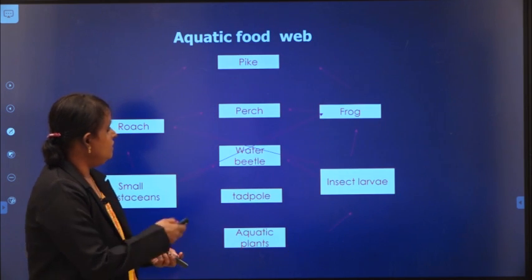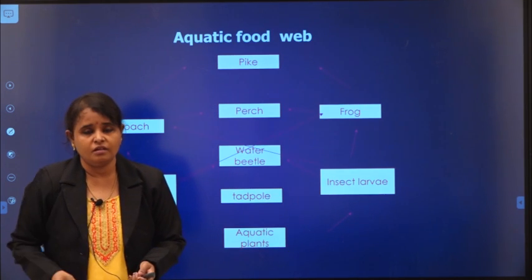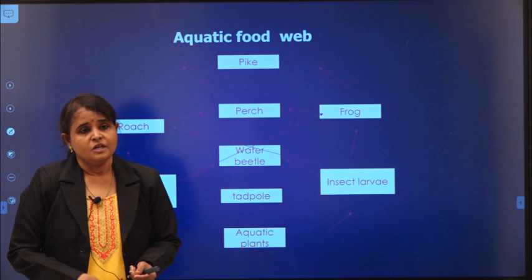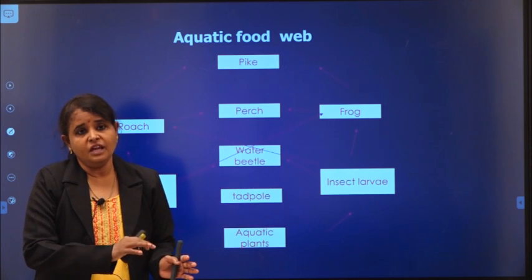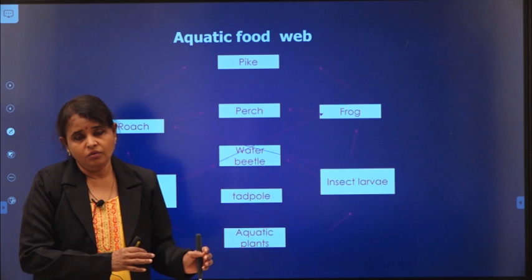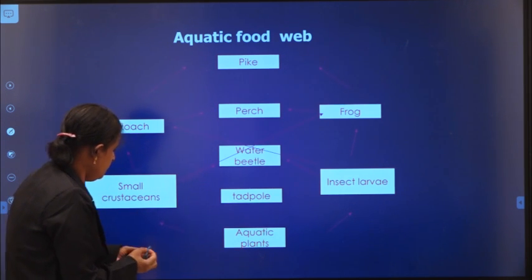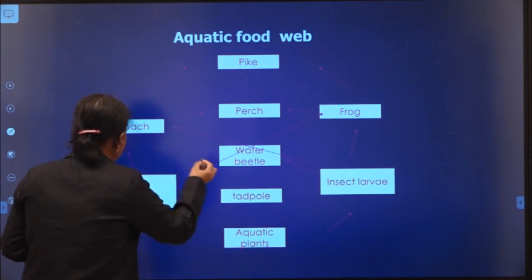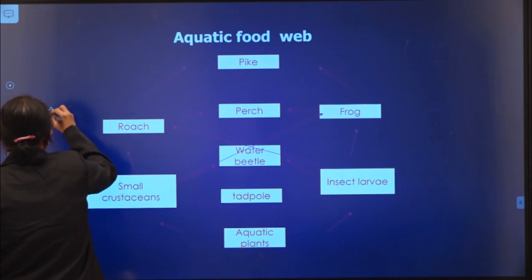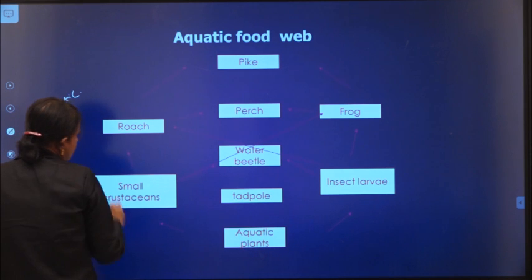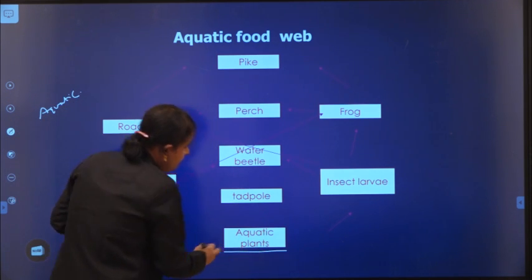Now you can see this is the food web in water. Okay, so here there are some 8 to 9 food chains I will show you. Okay, now let me explain. You can see this is in the water. This is an aquatic food web. Means water.